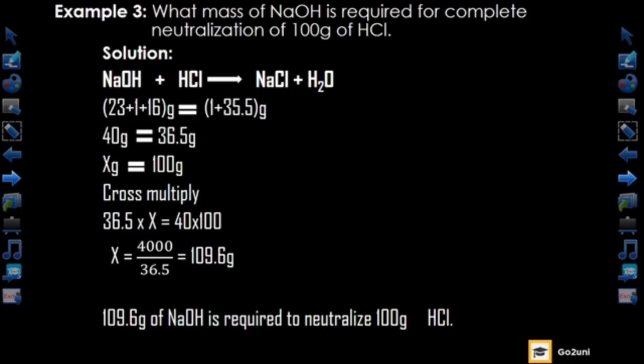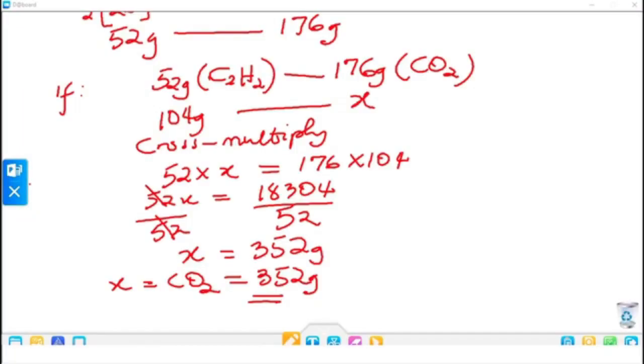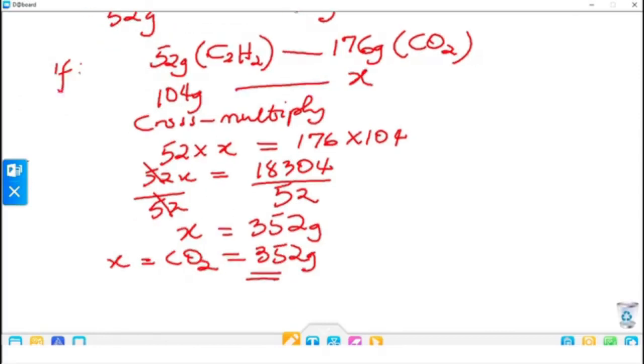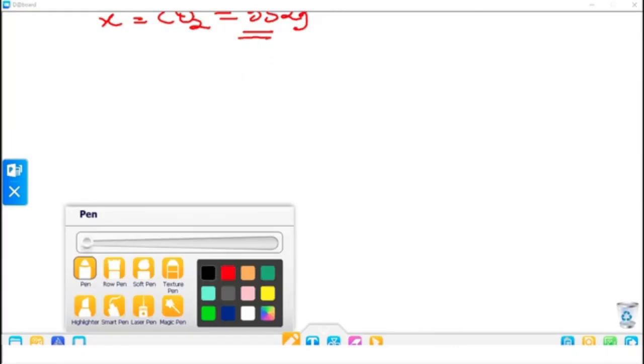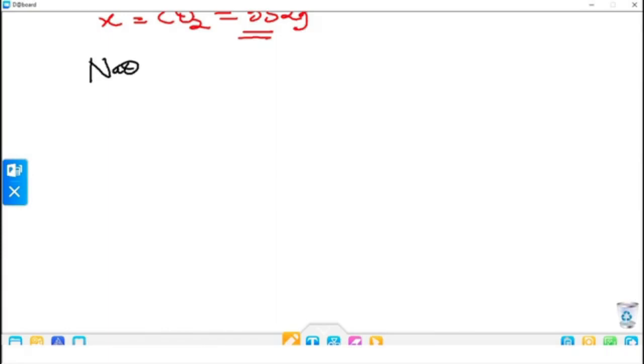So let us take a look at what we have there. First, we need to bring out our equation and then check for balancing. So let us take it step by step. Sodium hydroxide plus HCl gives us sodium chloride plus H2O. Now we need to check if the equation is balanced at the left and at the right-hand side.